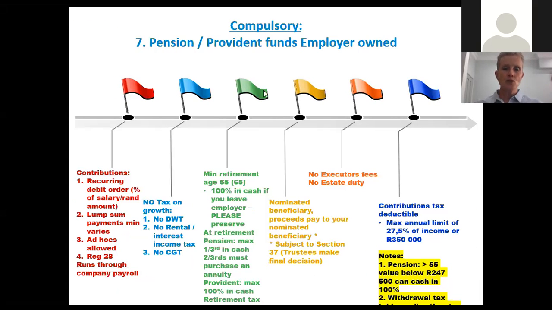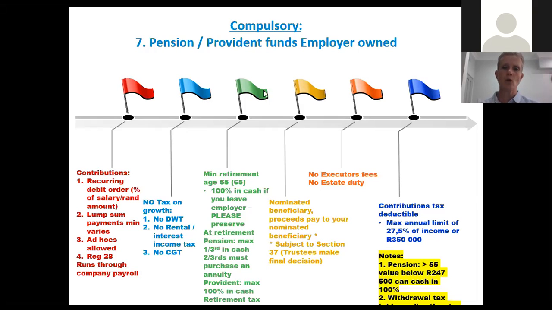Seventh product, and then there's just one more to go, and then we'll go to the post-retirement phase of the presentation. So pension and provident funds are employer-owned funds, and this is the compulsory space again. So retirement annuities, pension provident funds, and preservers are the three compulsory products that are available. This particular product, the pension or provident fund, can only be owned by an employer. So an individual person cannot contribute to a pension or a provident fund as an individual. There has to be an employer-employee relationship to create a pension or provident fund.